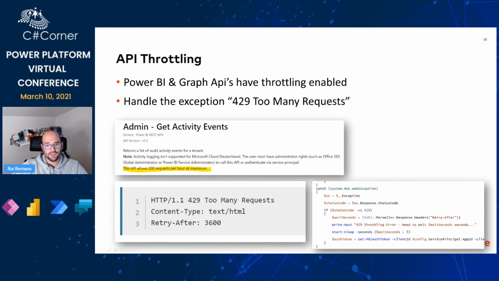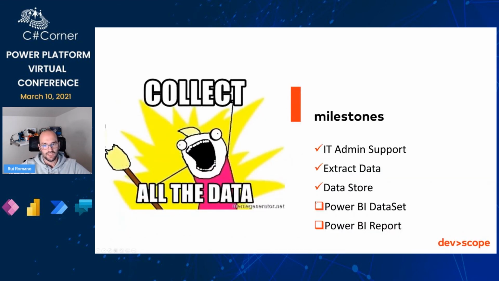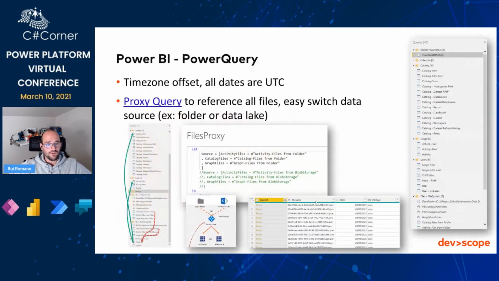But if you get this throttling, in the PowerShell code that I provide you, I actually handle the throttling. Whenever you get the throttling, you need to wait to make the next request. After that, you collect this data and you store the data. Then you have the datasets.